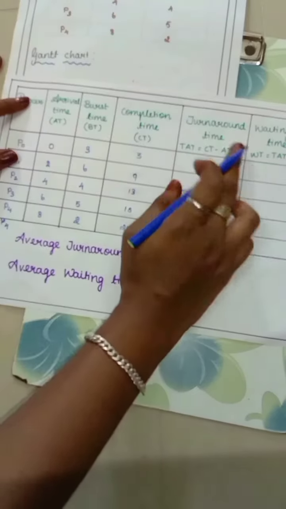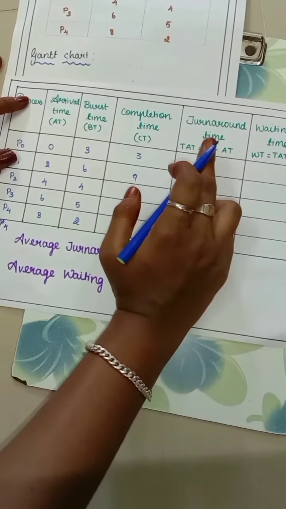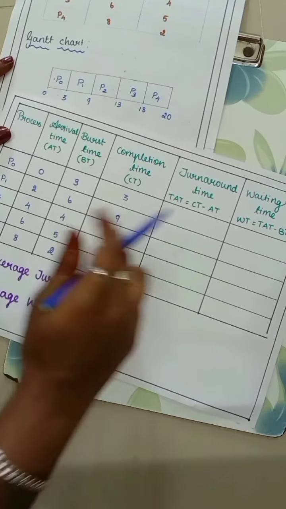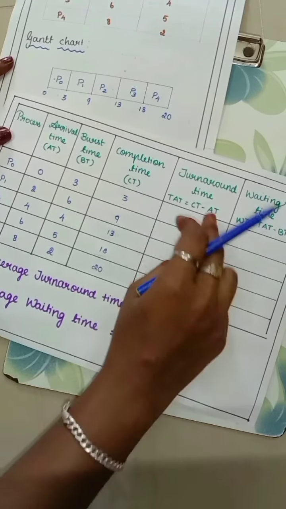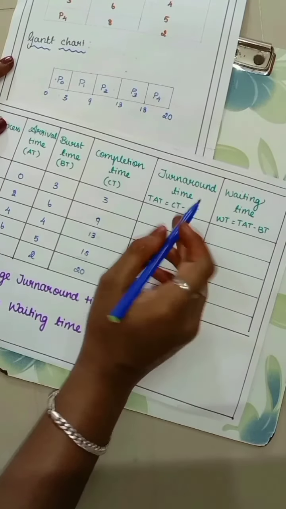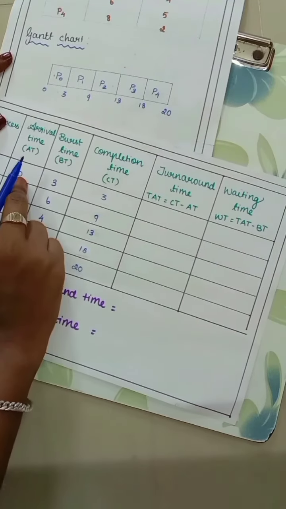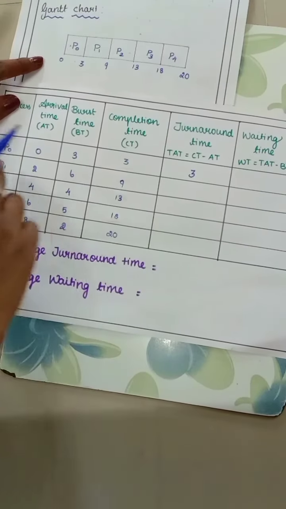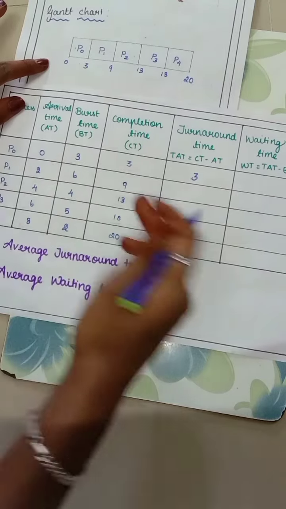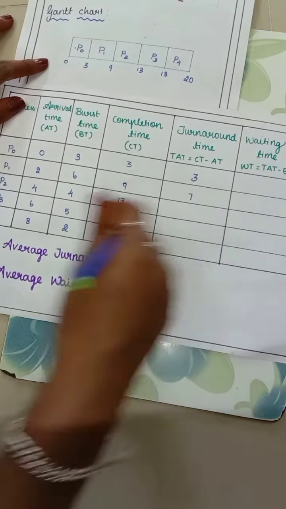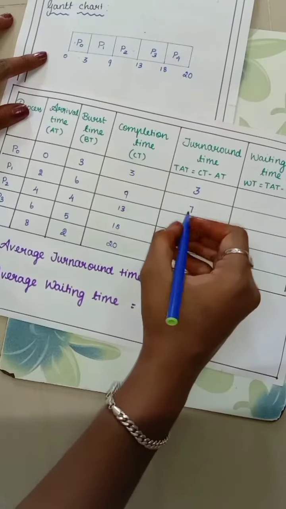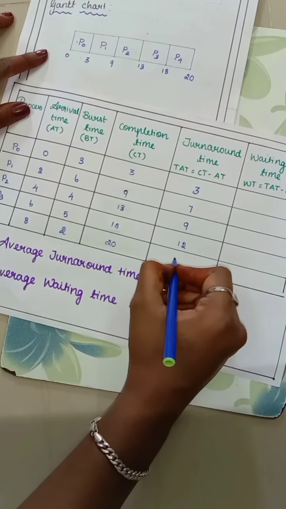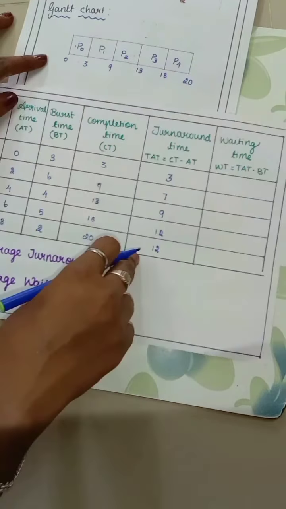Next we have to calculate turnaround time, in short TAT. It means the time between the completion of the process and its arrival time. The formula of TAT is CT minus AT. Let us calculate TAT. The completion time of P0 is 3 and its arrival time is 0. So 3 minus 0 becomes 3. The completion time of P1 is 9 and its arrival time is 2. So 9 minus 2 is 7. Likewise the other processes can be filled, 12 and 12. So the turnaround time is over.